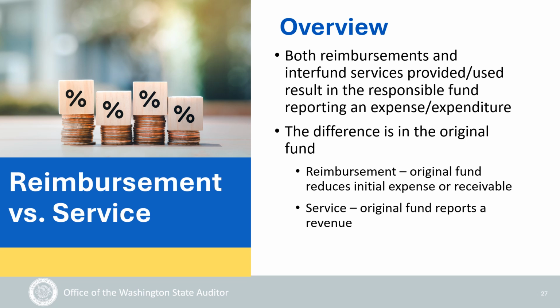One thing that these have in common is that both an interfund service and an interfund reimbursement result in the responsible fund reporting an expense. That means the difference is really in the original fund. Remember, in an interfund reimbursement, the original fund is going to reduce their expenses reported. On the other hand, an interfund service will result in a revenue being reported in the fund providing a service. It's important to correctly classify transactions as reimbursement or services so that the original fund reporting is correct. I think the easiest way to talk about the difference is to look at a couple of examples.